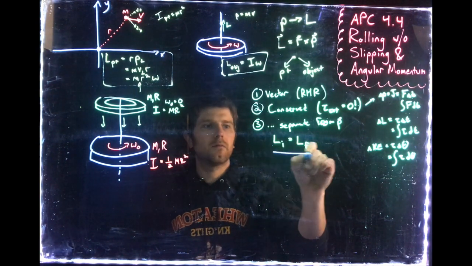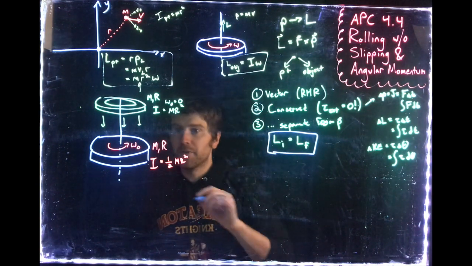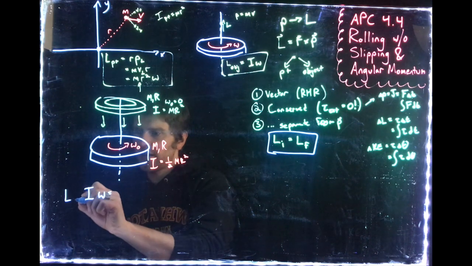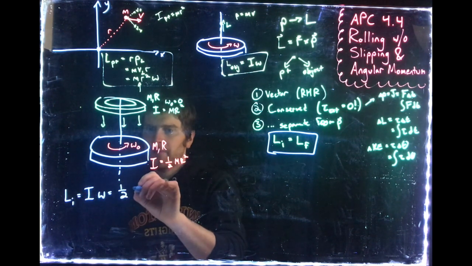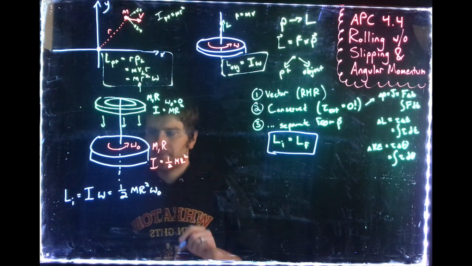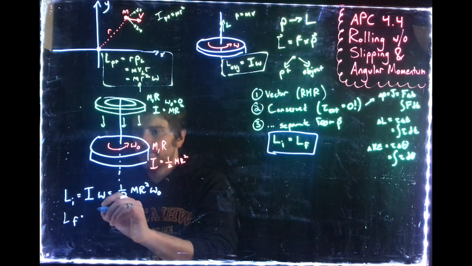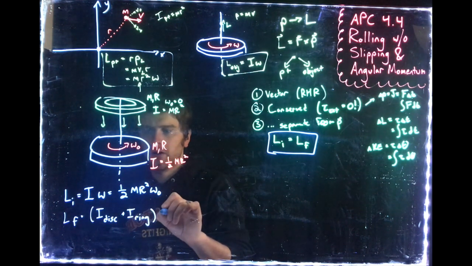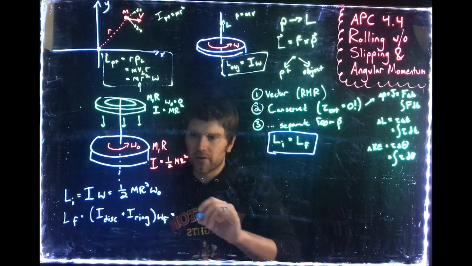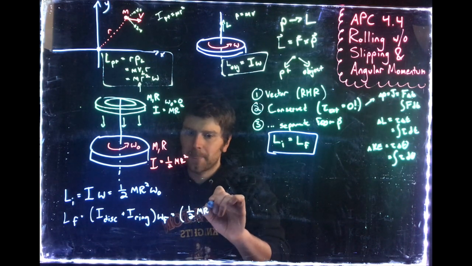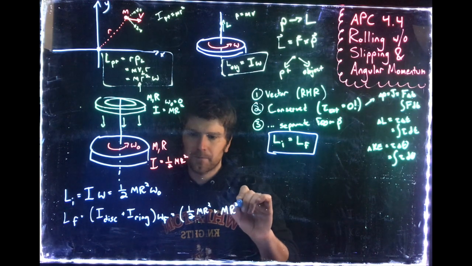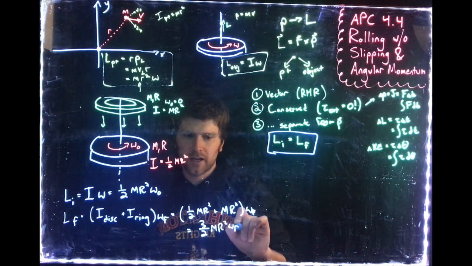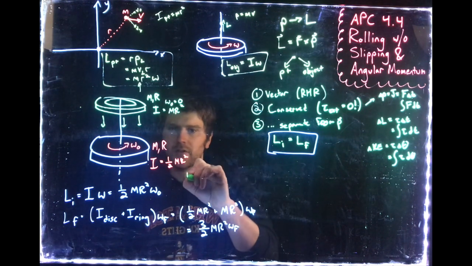So in this case, just like with regular momentum, I can look at my before and after. Before, all of my angular momentum, L equals I omega, is with my disk. So my initial angular momentum is going to be 1/2 mr squared omega 0. And my final momentum, they're going to stick together, so it's I disk plus I ring, times omega final. They're going to stick together and move together. That gives me 1/2 mr squared plus mr squared, times omega final, which is 3/2 mr squared. So if I set these equal to each other, I have to have conserved angular momentum.